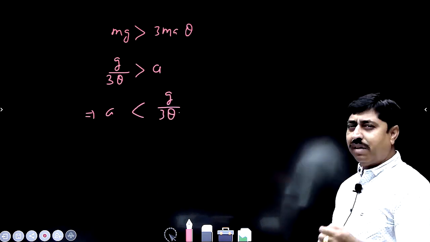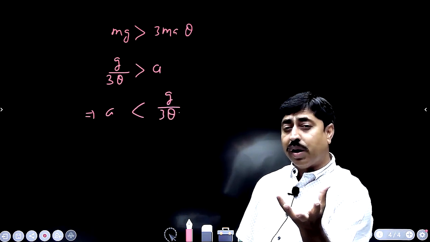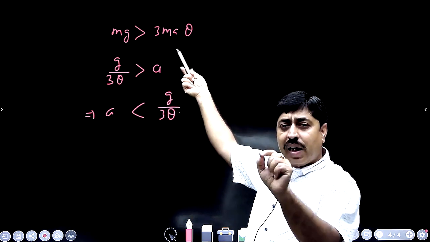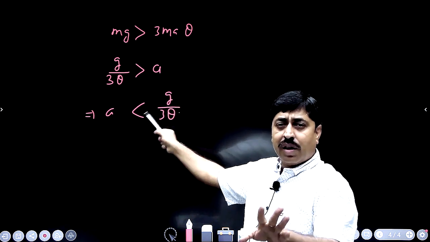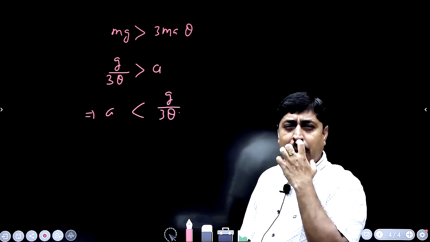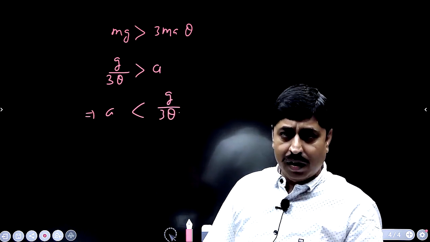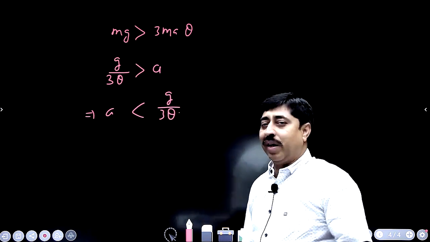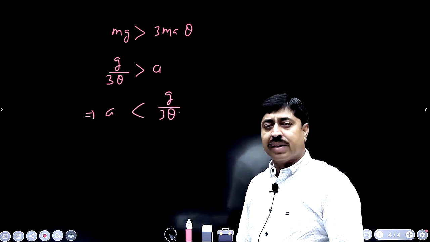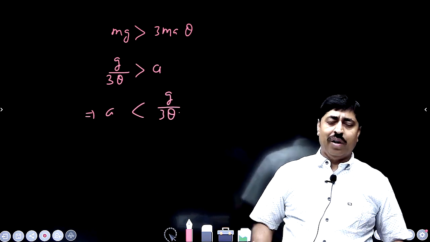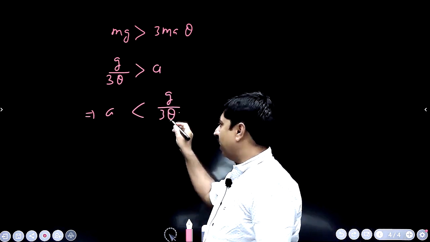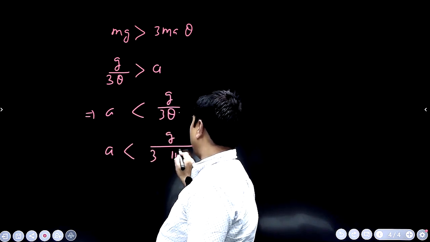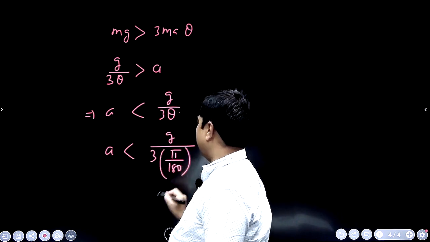So now the question says that block should not lose contact by the time theta is 1 degree. So normal reaction should be greater than 0 till theta is 1 degree, which means acceleration should be less than this. So in place of theta we should write 1 degree. Should I write 1? No. This theta should be written in radian, isn't it? I have taken sin theta to be theta. That is valid only when theta is in radian. So don't write theta as 1 degree. Please write it in radian. Pi by 180 radian. Yes.